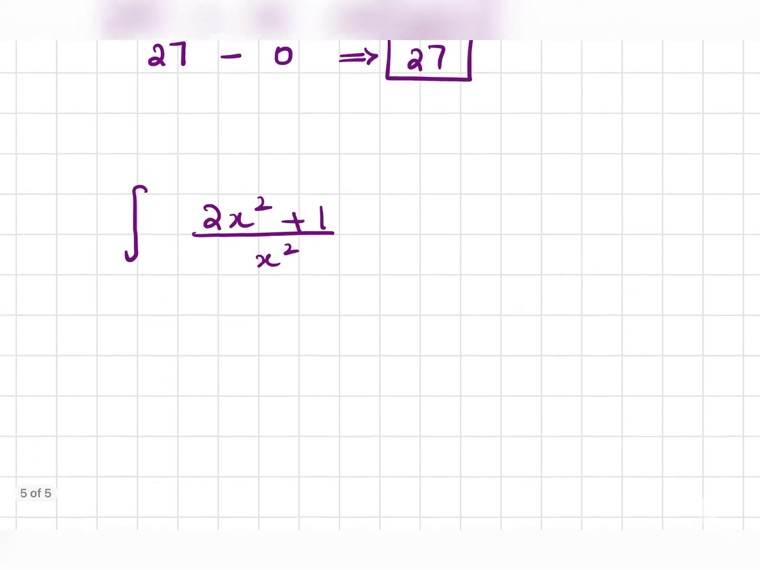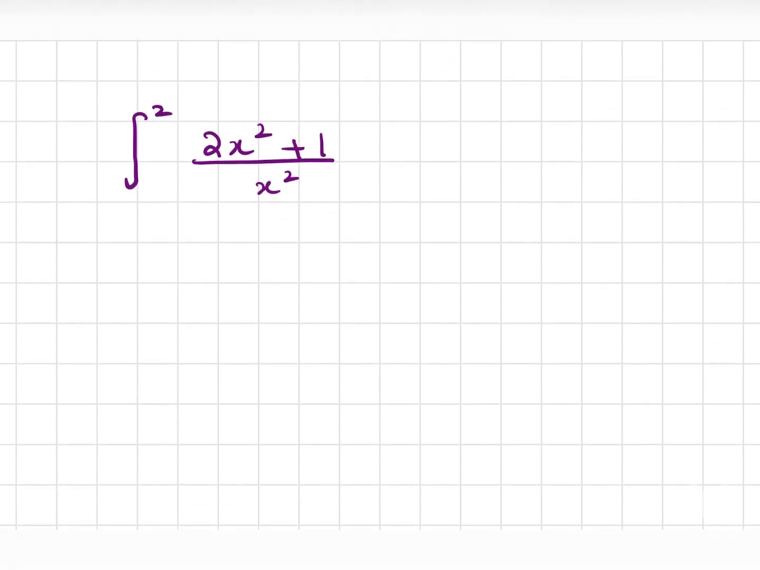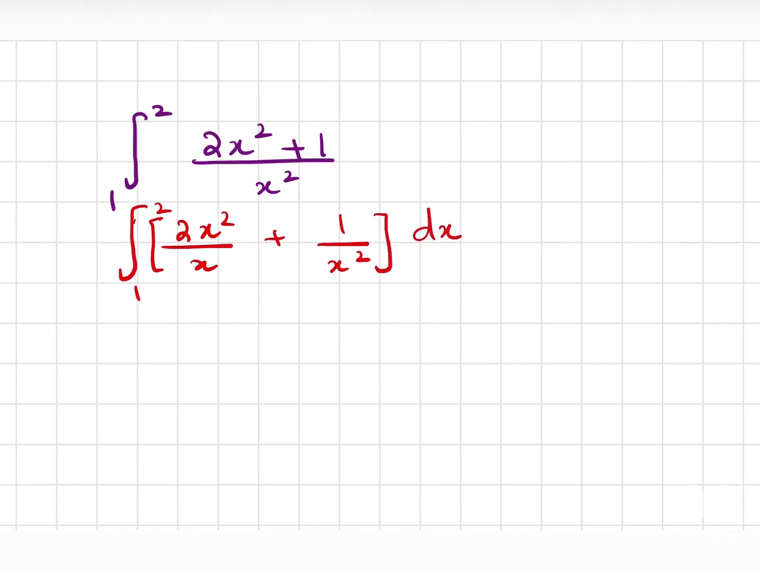Let's do one more with the limit. Okay, repeat the steps with me. So this is my question where I have (2x^2 + 1) divided by x^2, and the limits are 2 and 1. Okay, let's first simplify this because I like simpler things. It's much easier that way. I'm going to integrate the whole thing with respect to x.